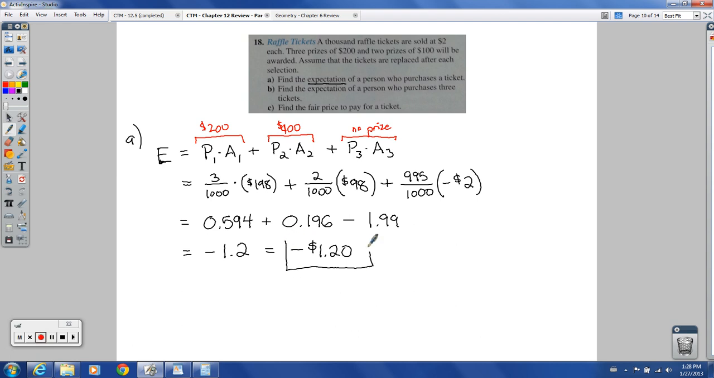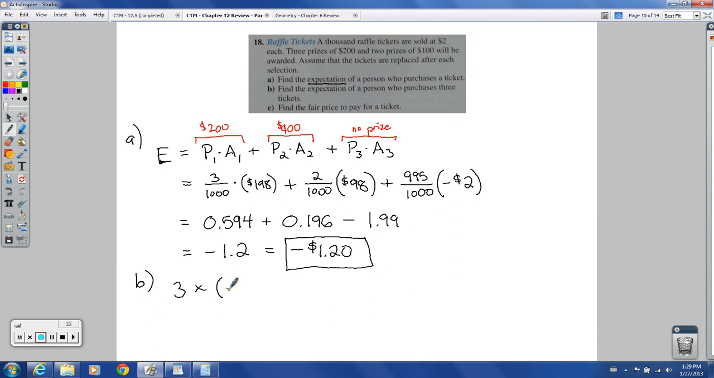It's a raffle. With raffles generally, yes, they're getting money by doing the raffle. Somebody's getting lucky and winning the raffle, but they still are keeping some of the money for whatever they're raising the money for. So $1.20 on average will be lost, so minus $1.20. B, find the expectation of a person who purchases 3 tickets. We don't have to do this all over again. We can just take the expectation of purchasing 1 ticket and multiply that by 3.